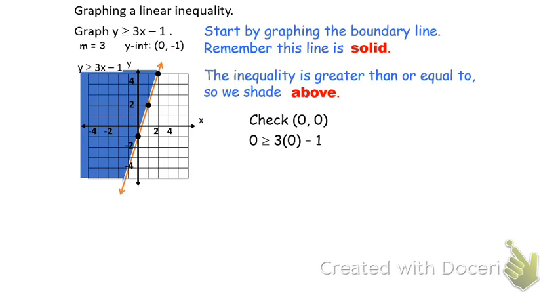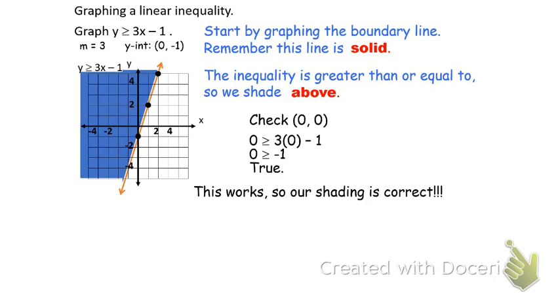So let's check it. 3 times 0 is 0, and 0 minus 1 is negative 1. I get 0 is greater than or equal to negative 1, and 0 is greater than any negative number. So this is a true statement, and it confirms my shading. We picked a point on the shaded region, it checked out in the inequality, my shading's correct.